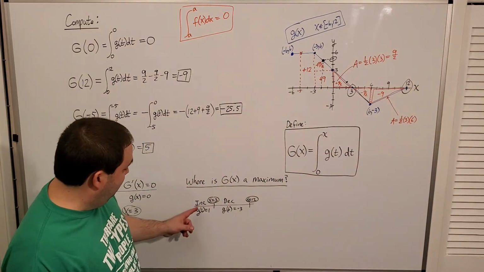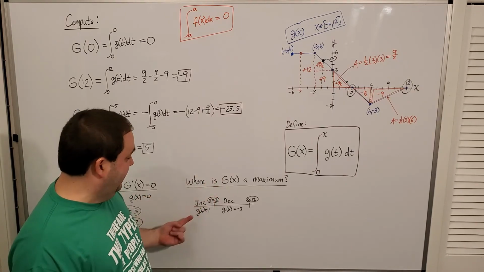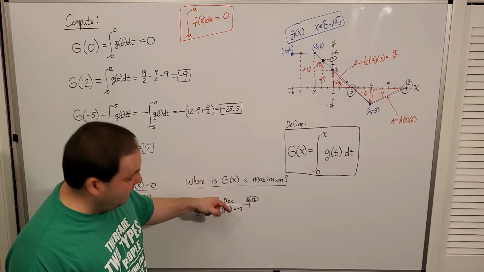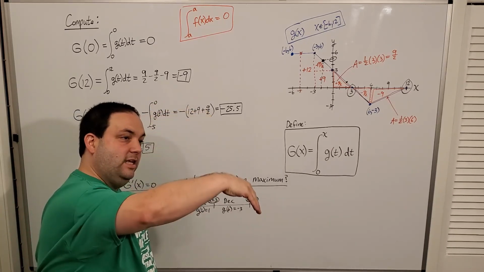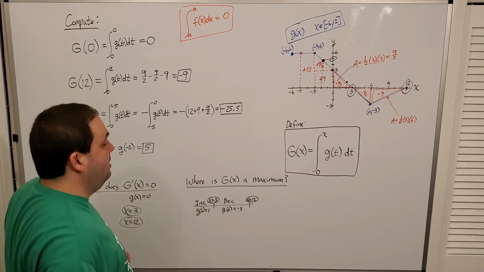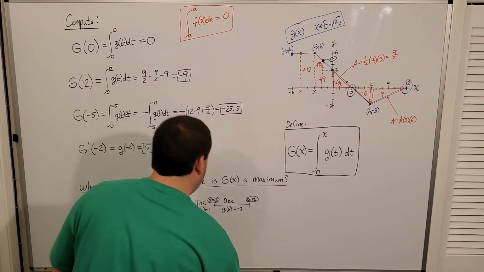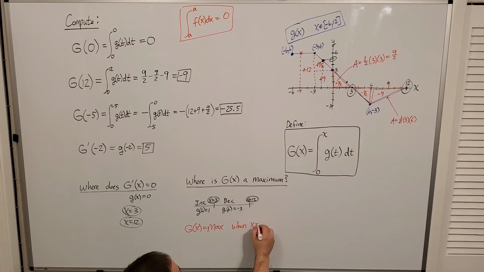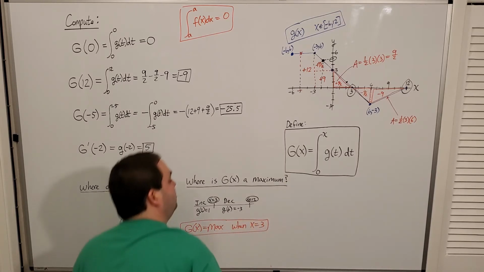But get this. Big G is increasing until it hits x equals 3. Then it's decreasing. Increasing, decreasing. X equals 3 is in the middle. Guess what? X equals 3 is my maximum. Big G of x equals a max when x equals 3. So that's the relationship there.